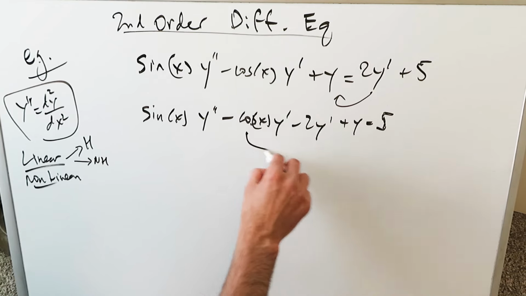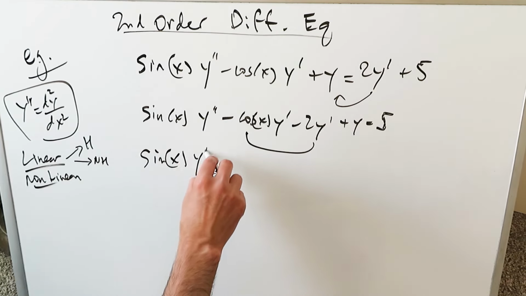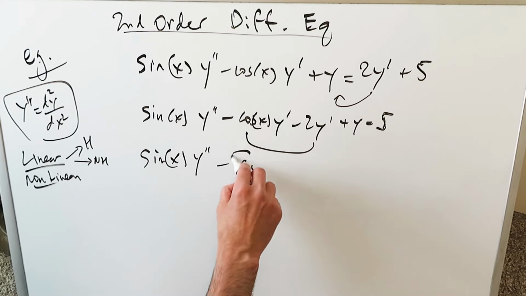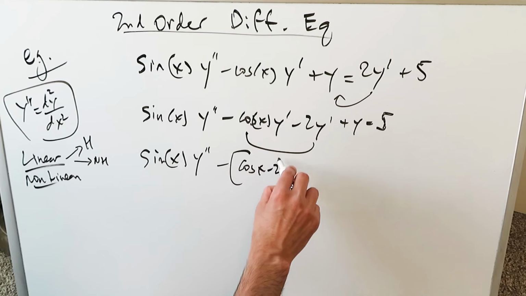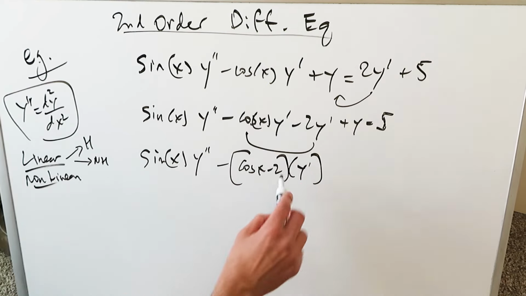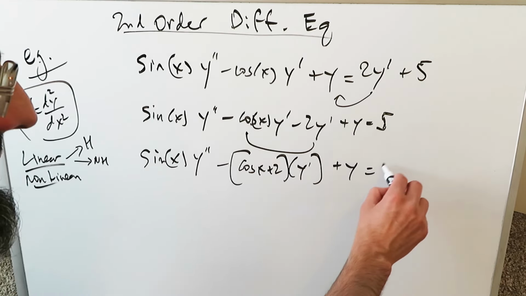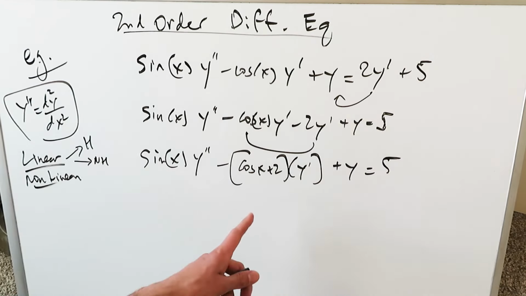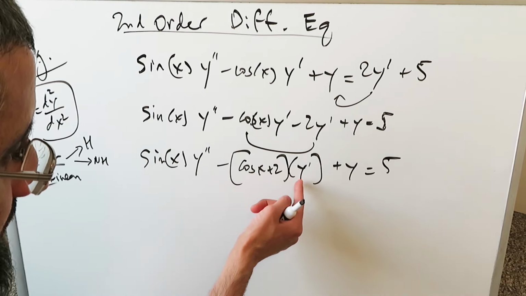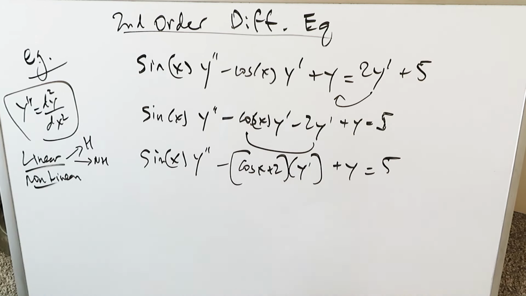When you're looking at this right here, you can isolate, and look what happens. You have sine x with respect to this double order derivative of y, minus cosine x, and isolate this cosine x minus 2, and you're looking at it with respect to this y prime, plus y is equal to 5. Now that we've done this, if you were to open this up, you should end up with minus cosine x y prime minus 2y prime. That's exactly what we have.